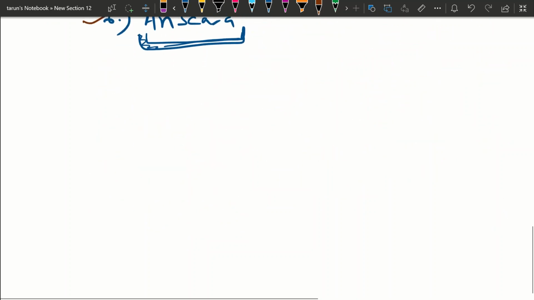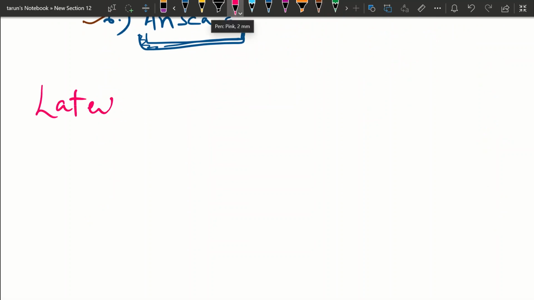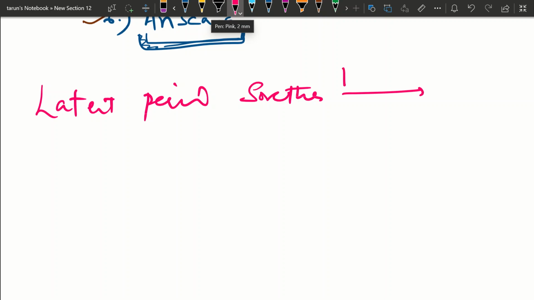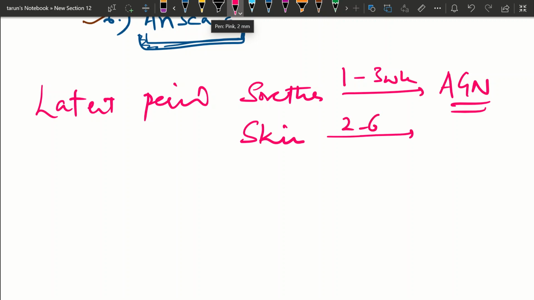So what is the latent period? This is very important. The latent period we have discussed is the latent period for sore throat. After sore throat, the latent period is 1 to 3 weeks. After 1 to 3 weeks, the kidneys are involved, that is acute glomerulonephritis. So if the skin is involved first by the bacteria, then after 2 to 6 weeks the kidneys get involved. So this is briefly about acute glomerulonephritis.